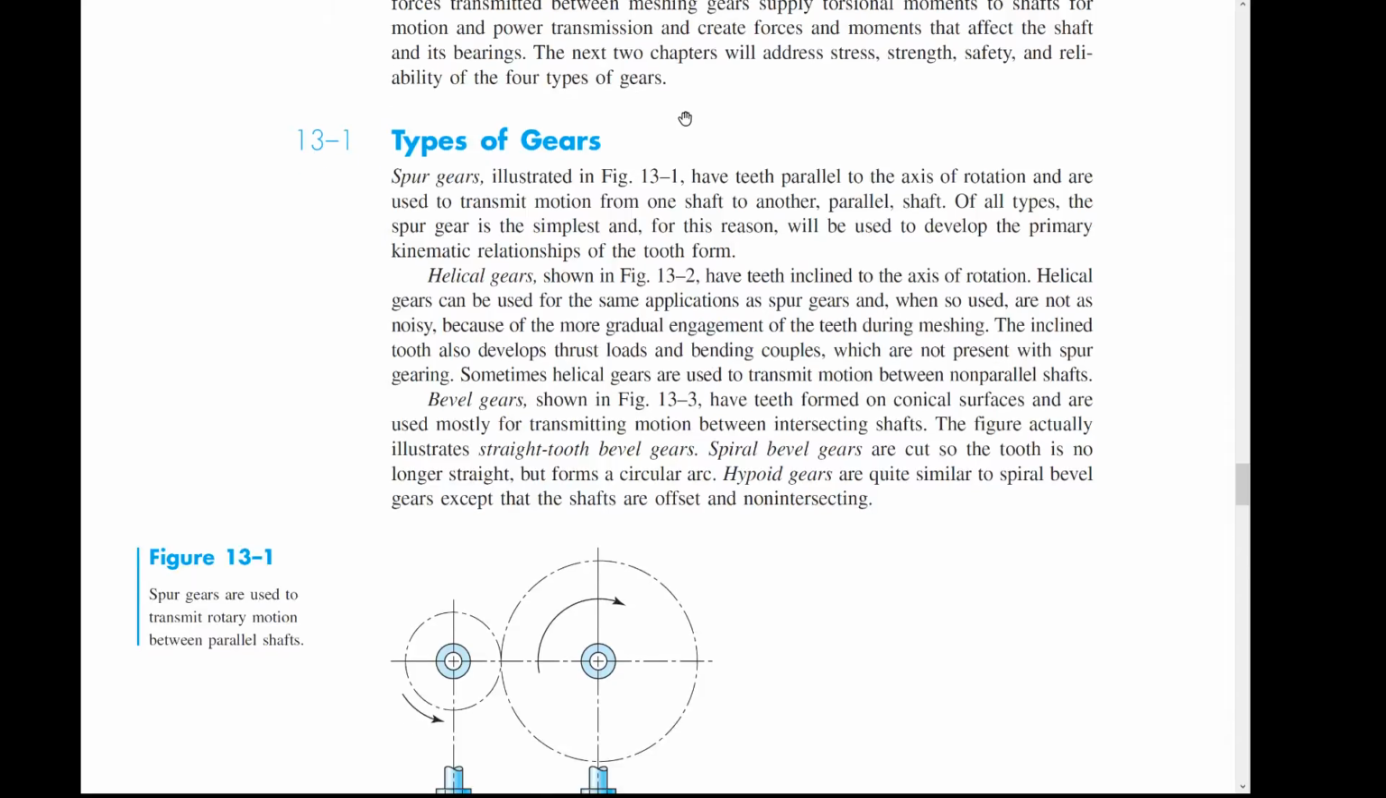Bevel gears, shown in figure 13-3, have teeth formed on conical surfaces and are used mostly for transmitting motion between intersecting shafts. The figure actually illustrates straight-tooth bevel gears. Spiral bevel gears are also cut, so the tooth is no longer straight, but forms a circular arc. Hypoid gears are quite similar to spiral bevel gears, except that the shafts are offset and non-intersecting.